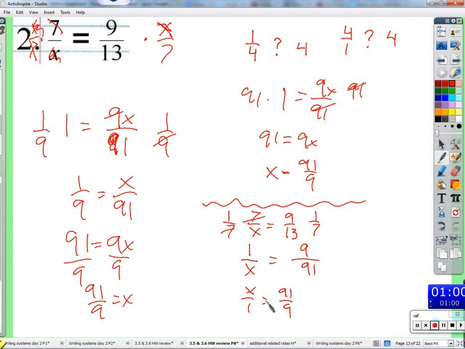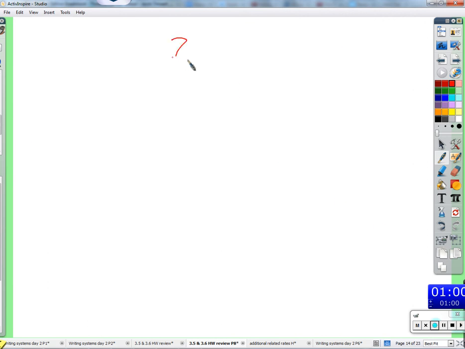Could you also multiply by x at the way beginning? At the way beginning? Let's enter a blank page here. So 7 over x equals 9 over 13. Multiply by x. That's x divided by x is 1. So we have 7 on that side. Multiply by x over 1 on this side, we get 9x over 13.